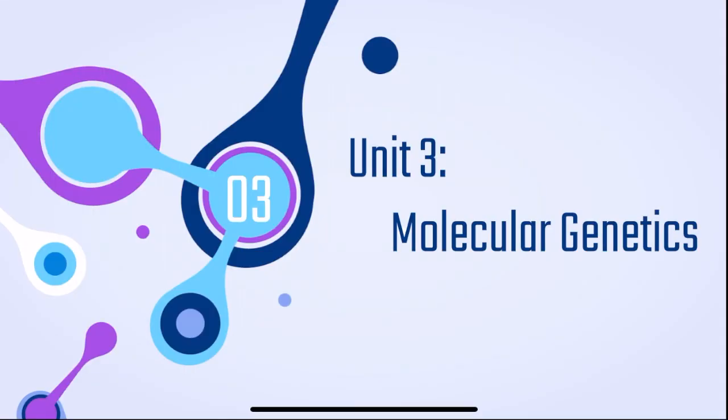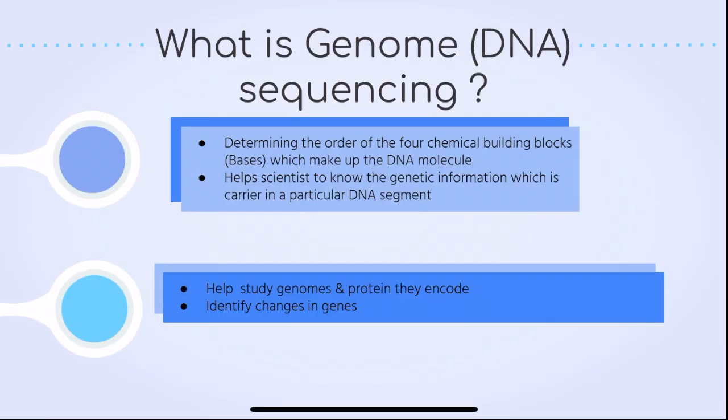So Unit 3, we're going to look at molecular genetics in relation to anthrax. We're going to look at how sequencing of the anthrax genome or DNA can help us. So we're quickly going to look at what genome or DNA sequencing is in general. It's basically determining the order of the 4 chemical building blocks, the bases, which make up the DNA molecule. This helps scientists to know the genetic information carried in a particular DNA segment, which allows researchers to identify changes in genes associated with diseases, phenotypes, and identify potential drug targets.